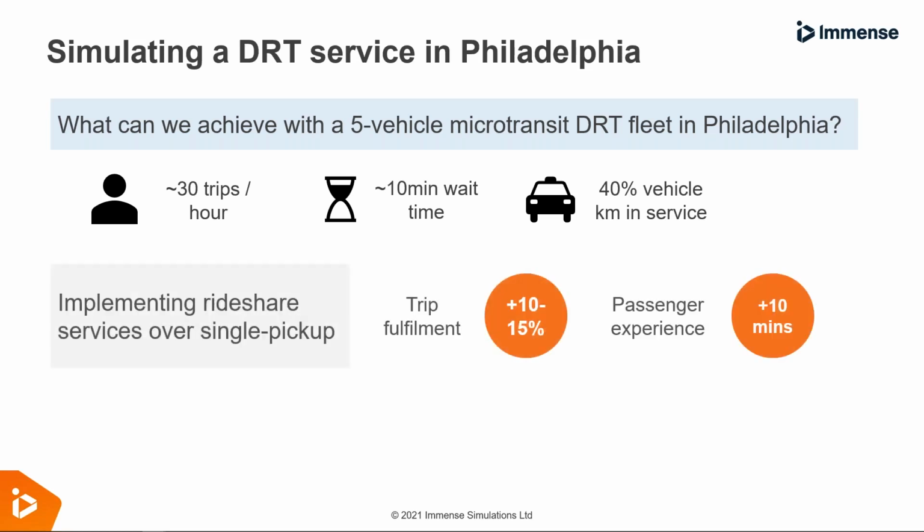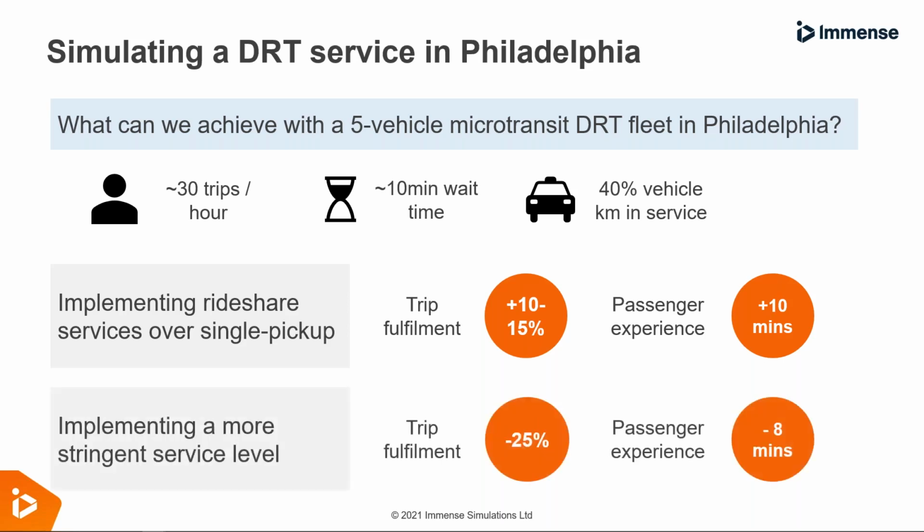So first of all, if we were able to implement ride-sharing services over single pickup, in this case, we're able to see on the plus side, we're increasing trip fulfillment. So we can increase the trips we can accommodate by 10 to 15% in this particular area and with this particular set of demand. But the passenger experience, in terms of the combination of wait time and transit time, increases by around 10 minutes, which is worse. Crucially, we then need to compare that to both the experience that might be faced in a private car and the experience that's faced by using traditional fixed route transit services.